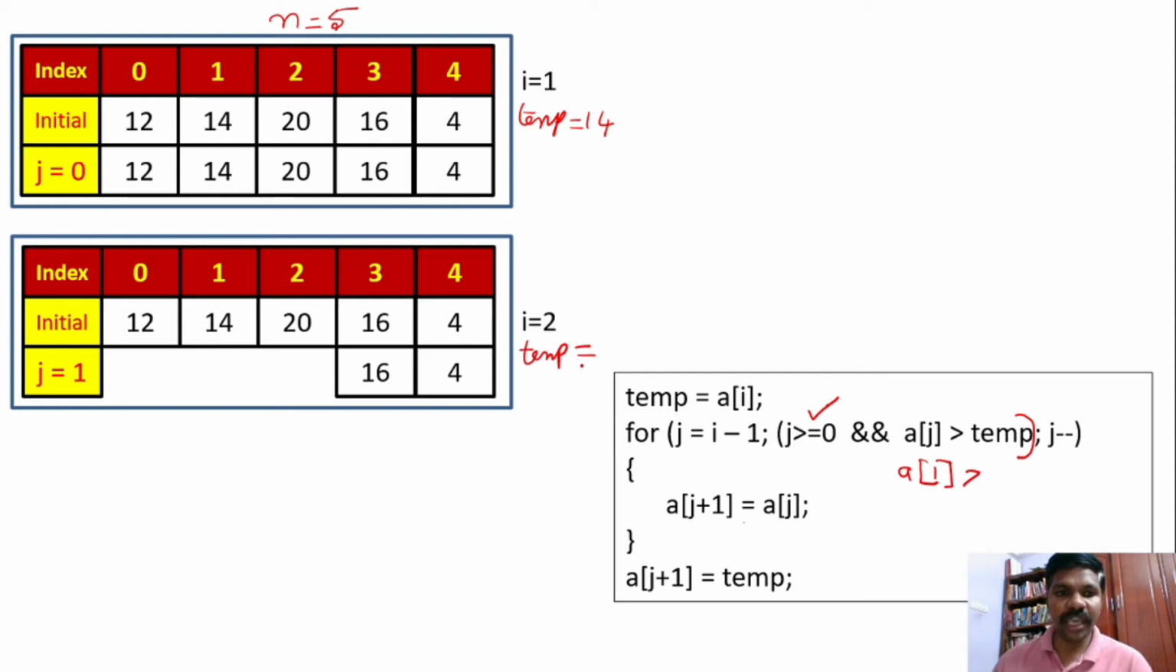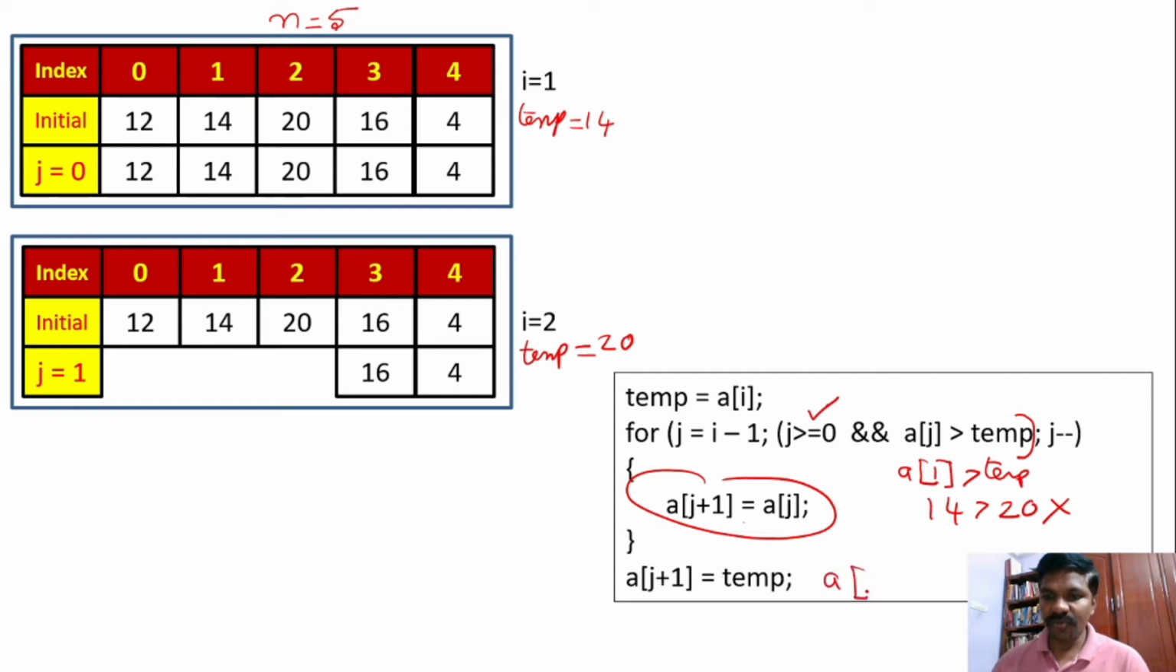What is my temp in this case? Temp is equal to a of 2. a of 2 means 20. So a of j must be greater than temp. This is the condition. What is a of j? j is equal to 1, so a of 1, that is 14, is greater than 20. This fails. So this will not execute and it will come out of the loop.